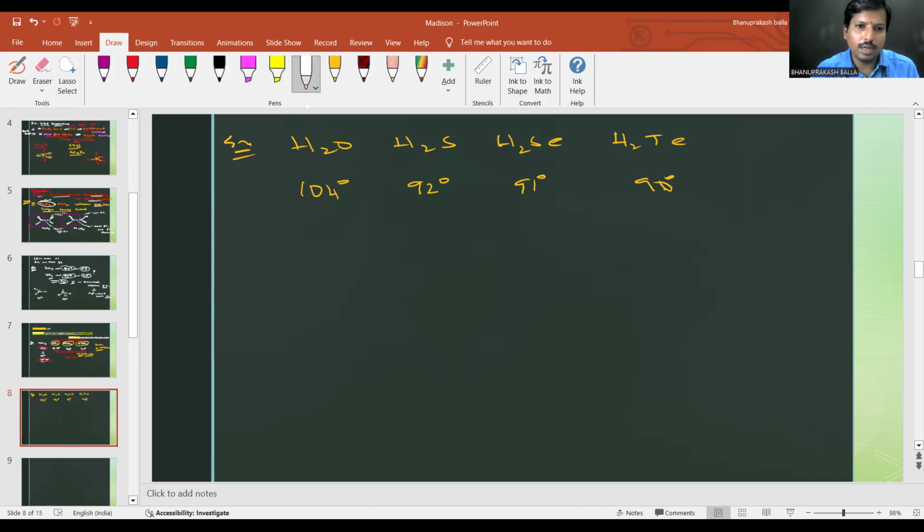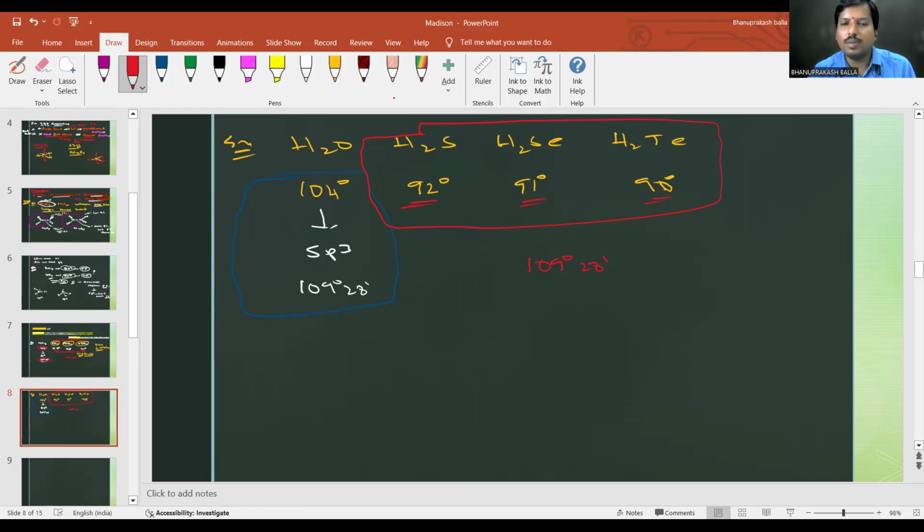As you know, in the water molecule, what is the hybridization? sp3 hybridization. The ideal bond angle is 109 degrees 28 minutes. Compared to that, 104 degrees is not much deviation. But the remaining, H2S, H2Se, H2Te, have bond angles 92, 91, 90, against the ideal 109 degrees 28 minutes. There is a much larger deviation.